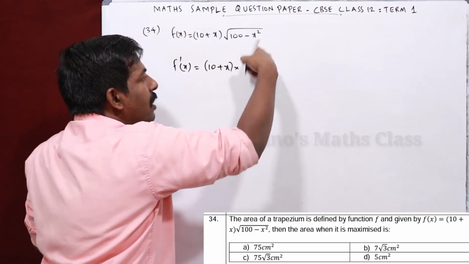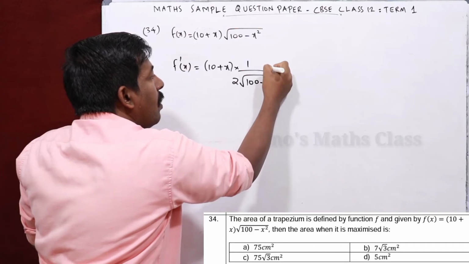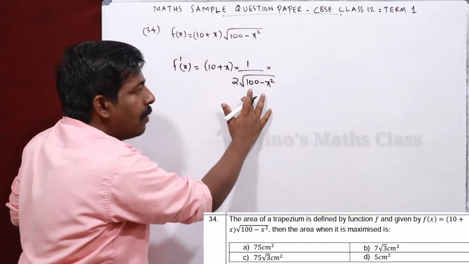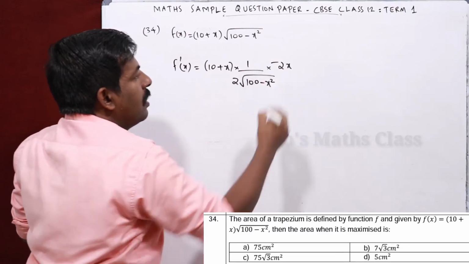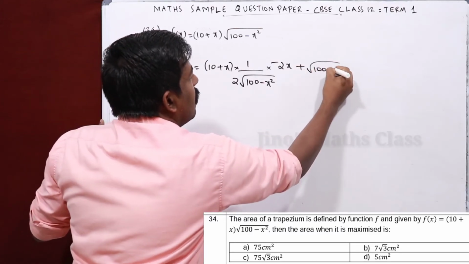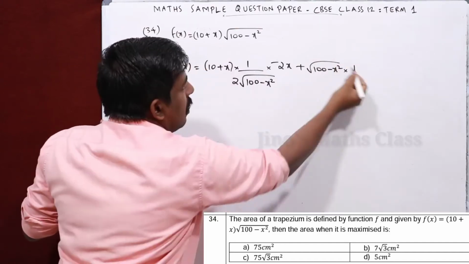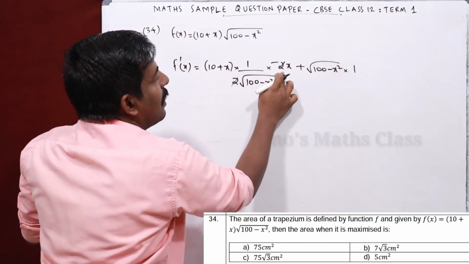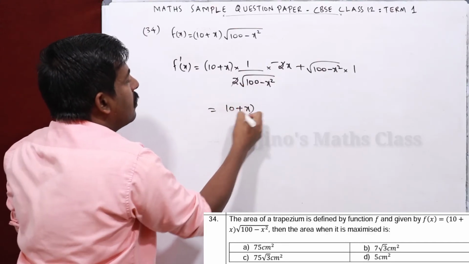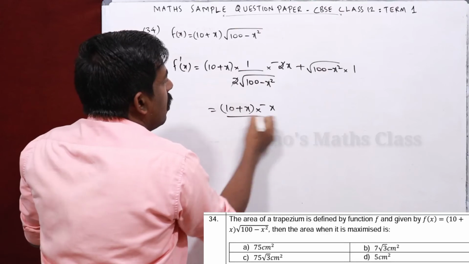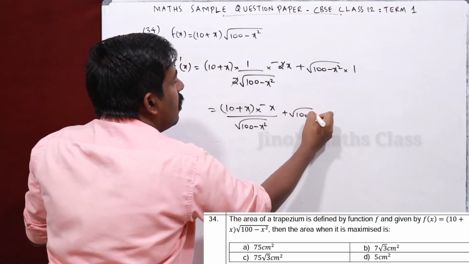So at the time it is like root x, so we can write 1 by 2 root of 100 minus x square. But we have to multiply with the derivative of 100 minus x square, that means 0 minus 2x, or it is 2x. Then plus the second function into the derivative of the first function, that means 0 plus 1, that is 1. Here we can cancel 2 from numerator and denominator, and we can write it as 10 plus x into minus x divided by square root of 100 minus x square, plus square root of 100 minus x square.